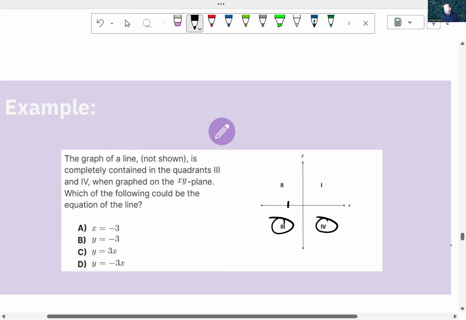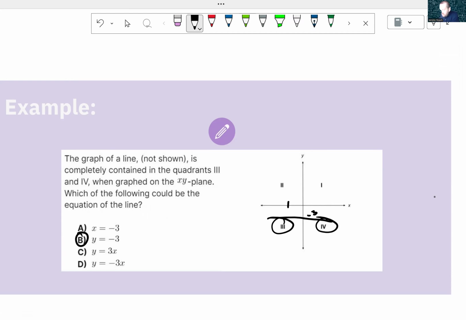Can't be that one. And you can graph these on Desmos if you need some assistance, if you maybe forget which way the lines go. Y equals -3. We can say -3 is down here. Our y line goes like that, goes through 3 and 4. Looks like that one's B.